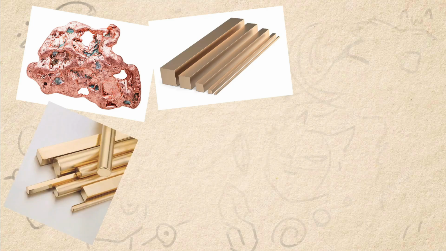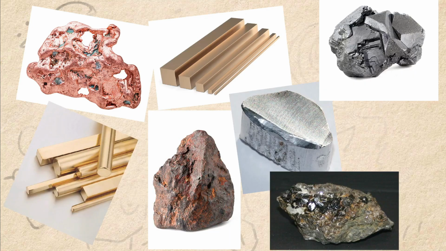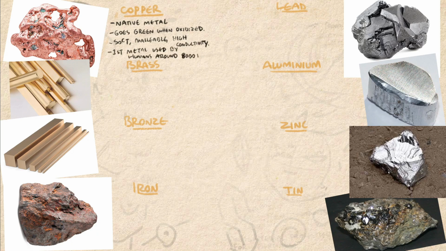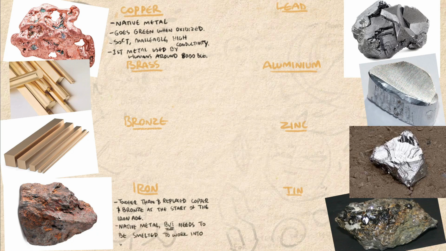Next, we have the crafting materials: copper, bronze, brass, iron, aluminum, tin, lead, and zinc. These elements, while not exactly practical or in enough abundance to build a house out of, make for excellent crafting materials for things like swords, ammunition, armor, smithing tools, and food cans. Copper is the oldest metal ever to be used by humans. It's a native metal that was used as far back as 10 to 8,000 BCE.